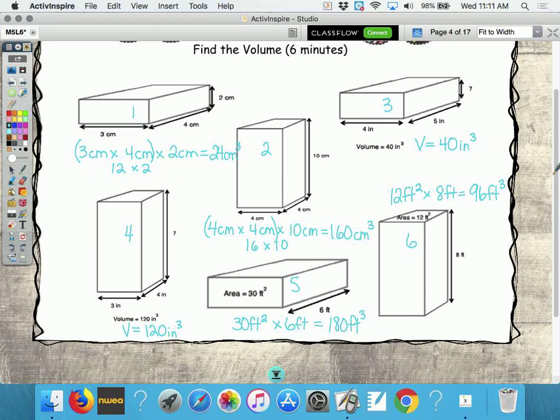Okay, I'm sorry, number 3. Let's look at number 3. Cheney, we got to finish. We've got to do 3 and 4.